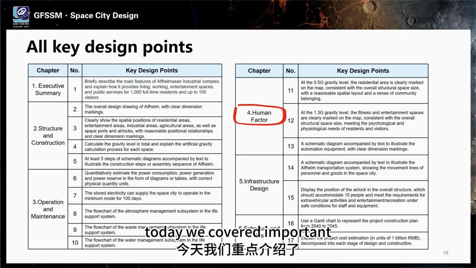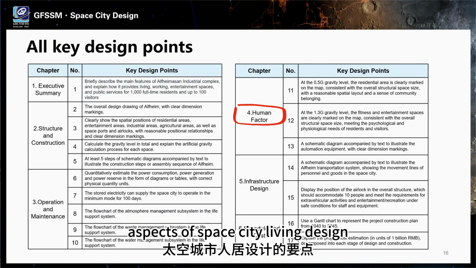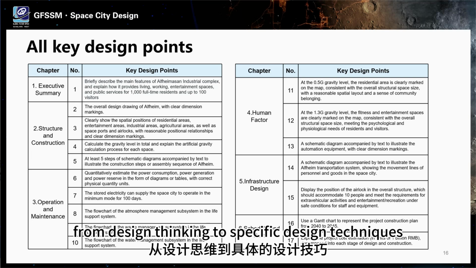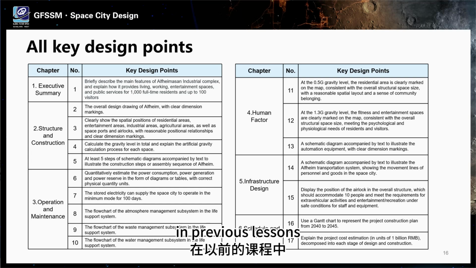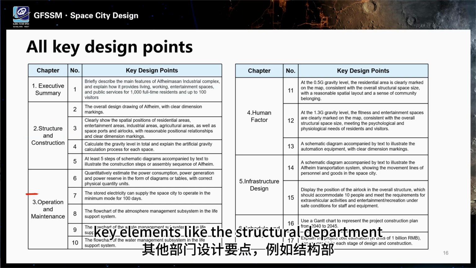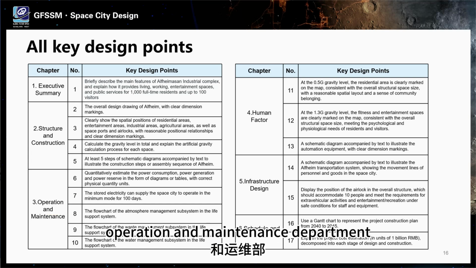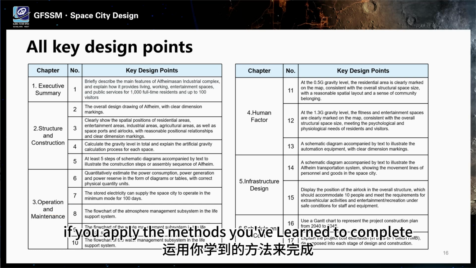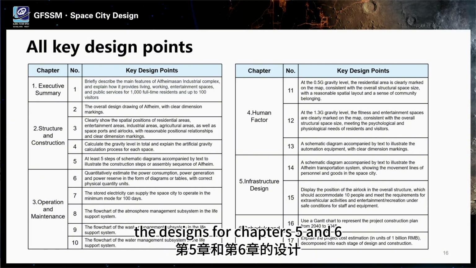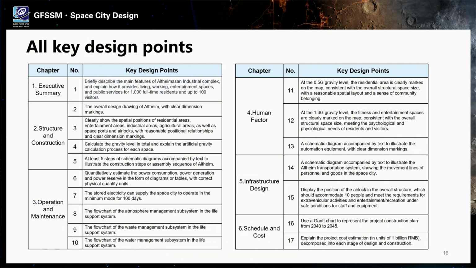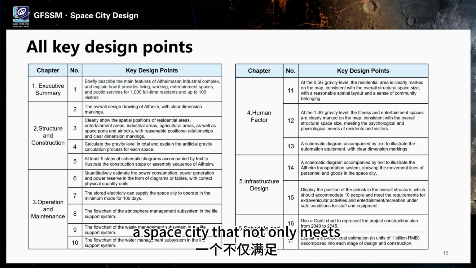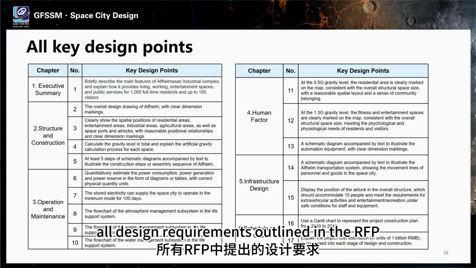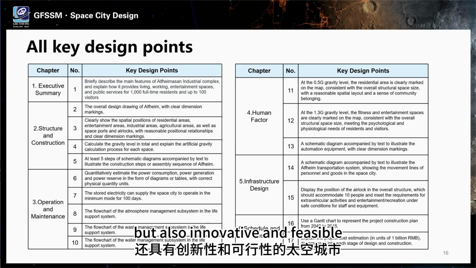Today, we covered important aspects of space city living design, from design thinking to specific design techniques, space layout, and community planning. In previous lessons, we also discussed key elements like the structural department, operation, and maintenance department. That would be great if you apply the methods you've learned to complete the designs for chapters 5 and 6. The ultimate design goal is to create a space city that not only meets all design requirements outlined in the RFP, but also innovative and feasible.